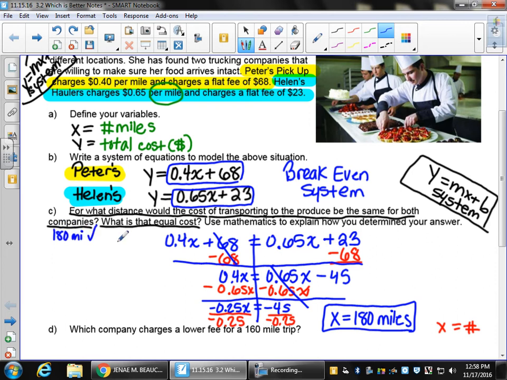That part's done. But we still need to answer this question. What is that equal cost? To figure that out, we will plug in 180 into one of these equations. Because 180 miles is where their cost is the same, it does not matter which equation you choose. So you pick one and I'll pick one and we'll solve and we'll compare. Pause the video here, please.